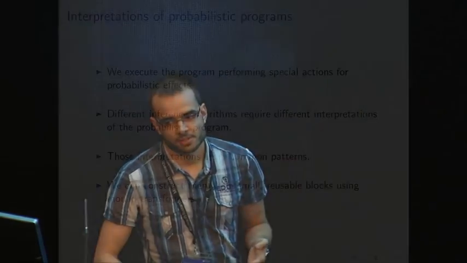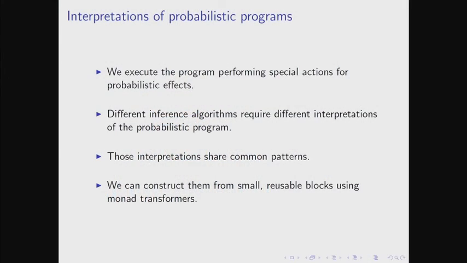But there is another one that I'd like to talk about, and that's composing interpretations of a probabilistic program. Because ultimately, I have a program that has some probabilistic statements in it. So say I have a Turing program. What I will want to do ultimately is to translate it to some Julia program that I will execute. Good. And for different inference algorithms, I will need different interpretations of probabilistic effects in Turing. And those interpretations are different, but they share common patterns.